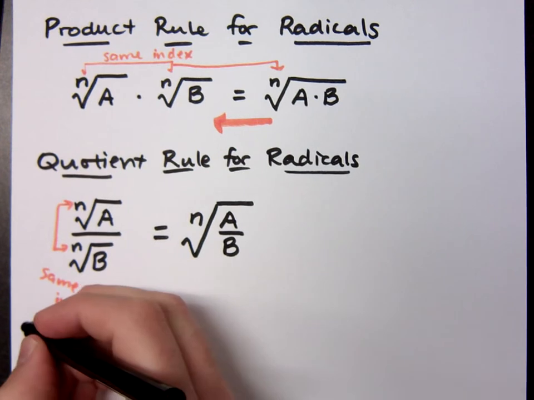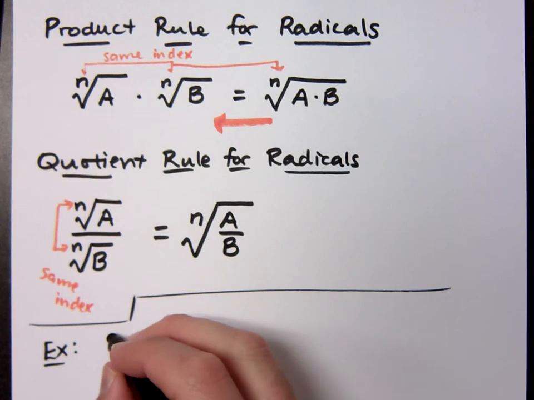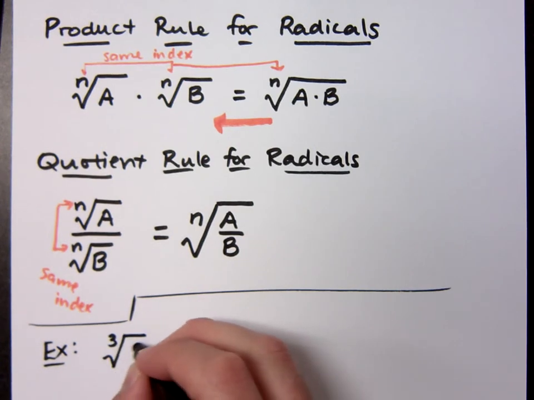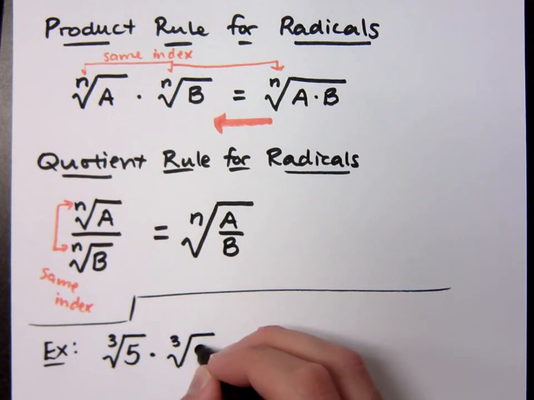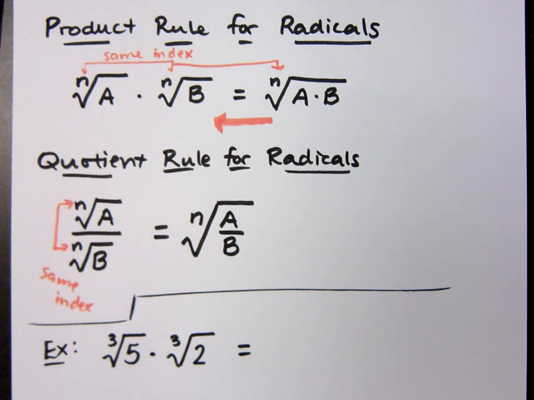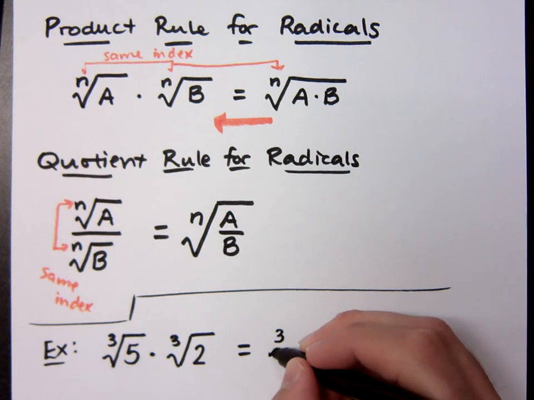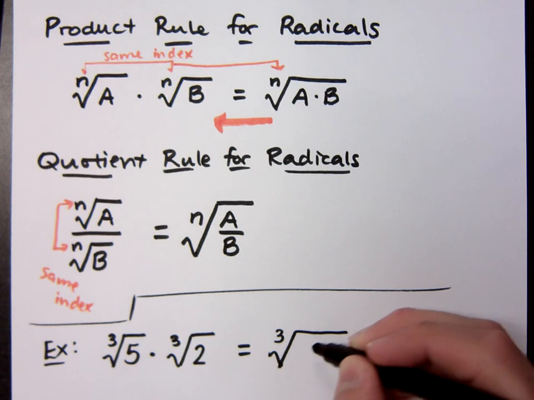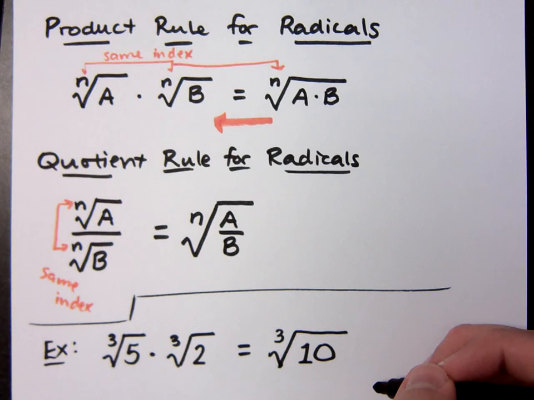Let's just work through a few examples so you can see what's going on here. For example, I could ask you to simplify the cube root of 5 times the cube root of 2. According to the product rule for radicals, what would I get here? Cube root of 10. You start with two cube roots, and so you can multiply the radicands and just get the cube root of 10. That's it.